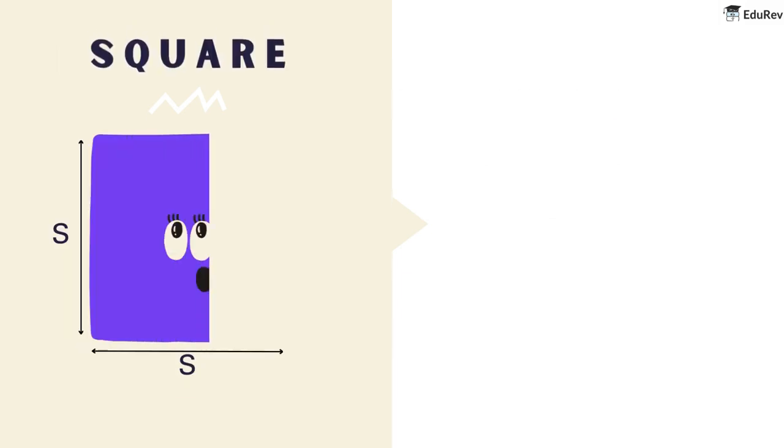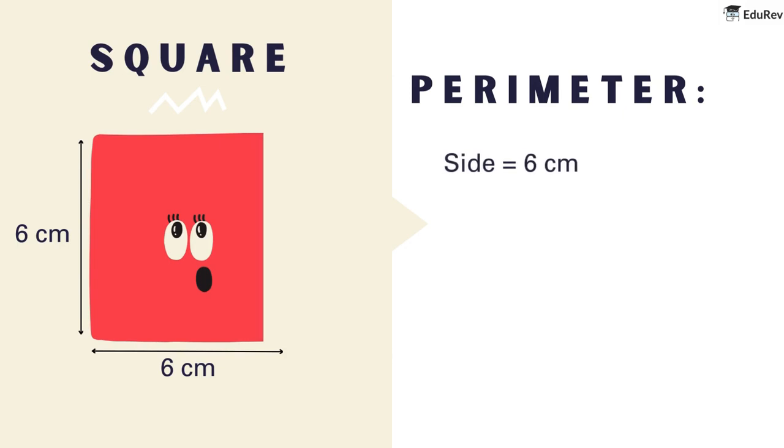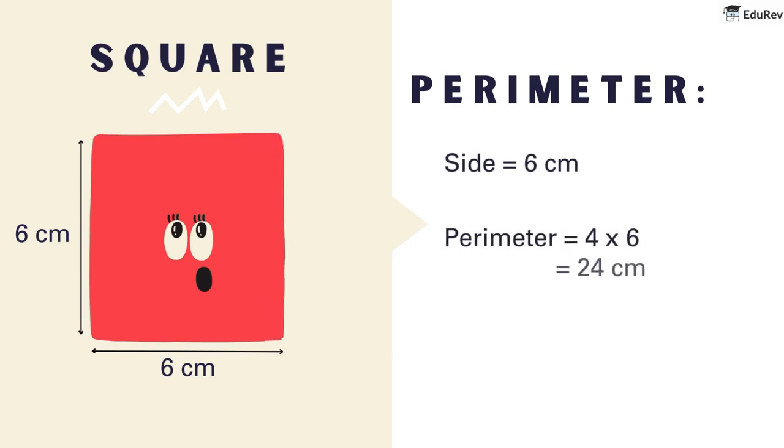And for a square, since all sides are equal, you multiply one side by 4. If one side is 6 centimeters, then the perimeter is 4 times 6 equals 24 centimeters.